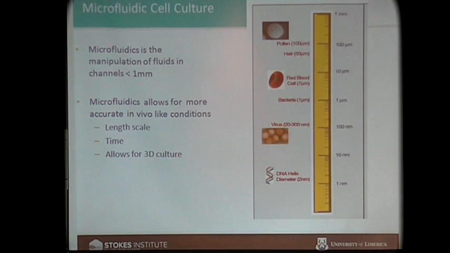So what microfluidics allows us to do is look at cells in their own length scale. So cells here, the red blood cell and bacterial cell, how they're cultured at the moment in flasks are orders of magnitude bigger than the cells themselves. So microfluidics under 1 millimetre allows us to monitor in their own length scale the time it takes for the cells to divide, and also we can monitor how 3D culture develops.